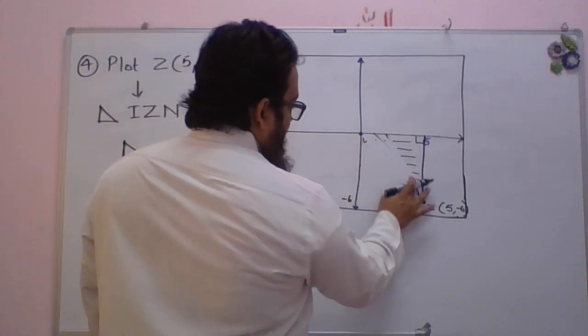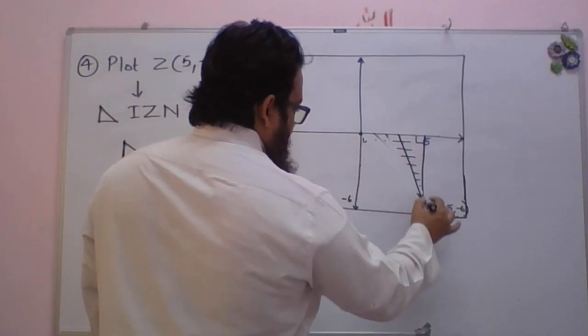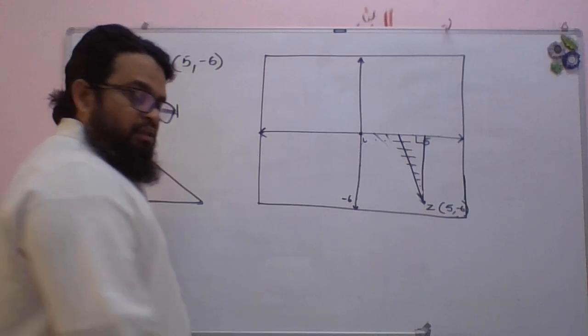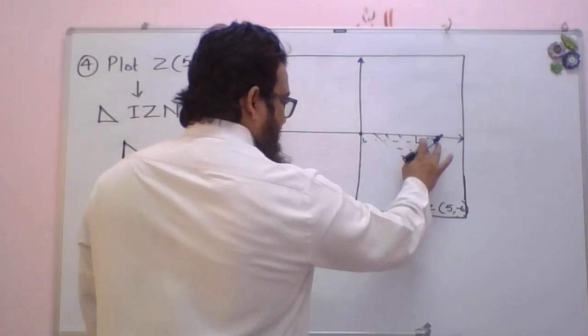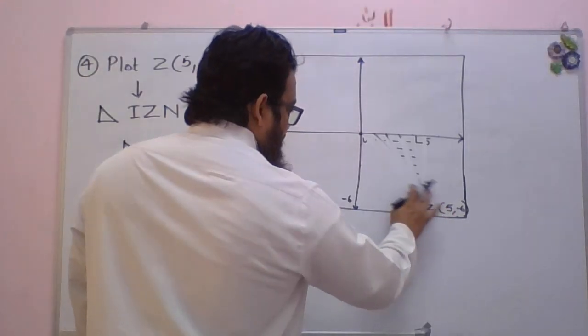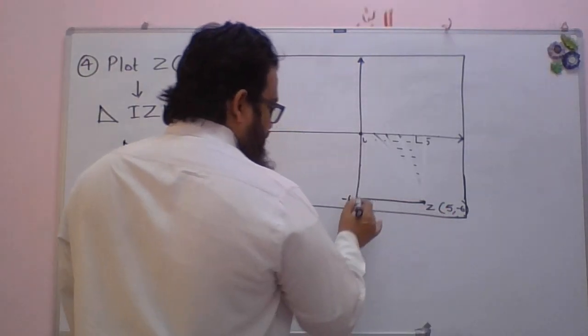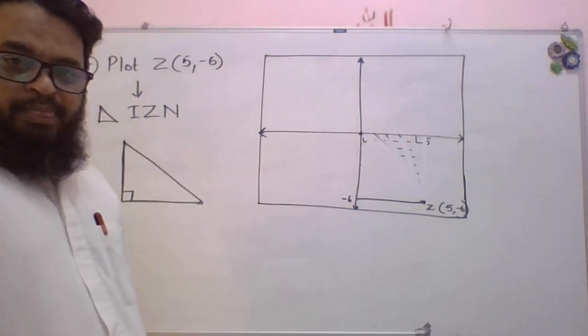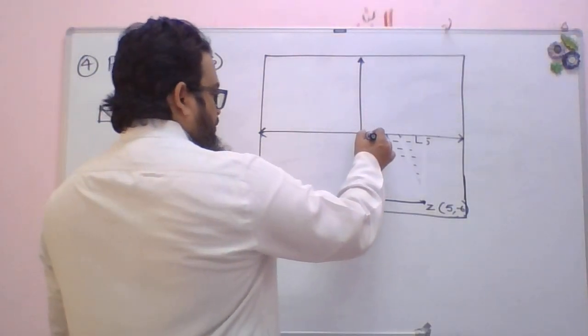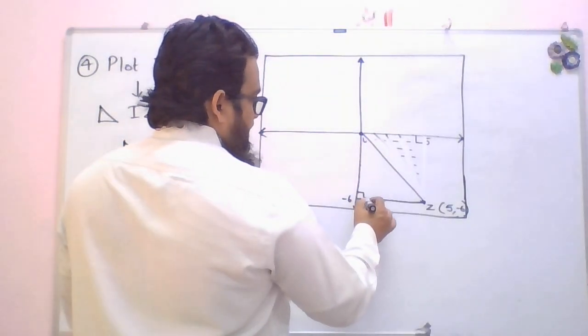And instead of that, suppose, for example, Subhan joins these two. That is also a right angle triangle. And instead of drawing a line parallel to the y-axis, I join these two and draw a line parallel to the x-axis. Now join these 2 points. This is a right angle triangle.